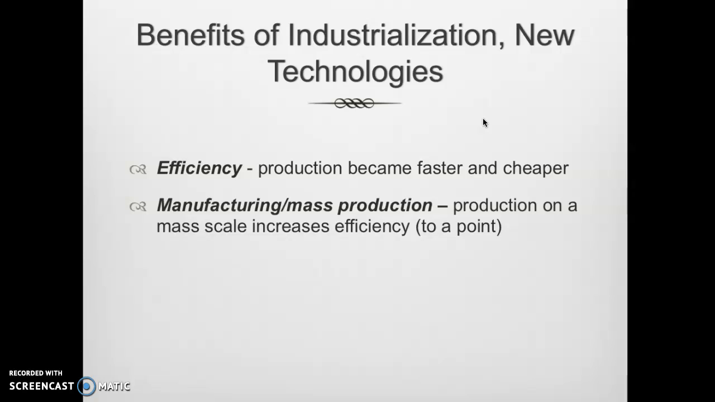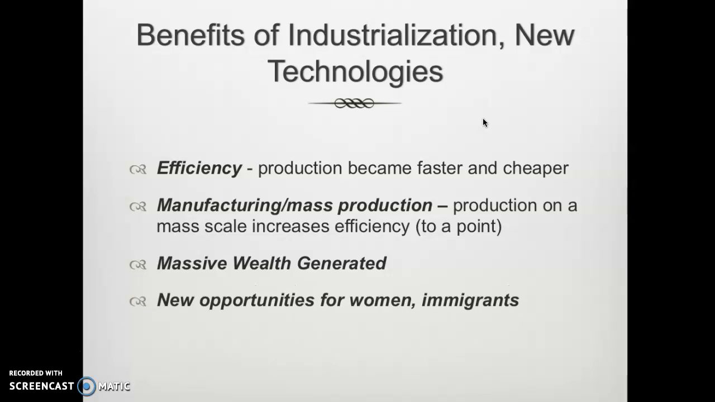Those of you who will study economics will learn the law of diminishing returns. Efficiency only gives you more profitability up to a certain point where it starts to not really pay off so much. But this leads to massive amounts of wealth generated, but a lot of inequality along with that, which we'll talk about later. But it also leads to many new opportunities for women and immigrants who may have been previously excluded from the workforce.